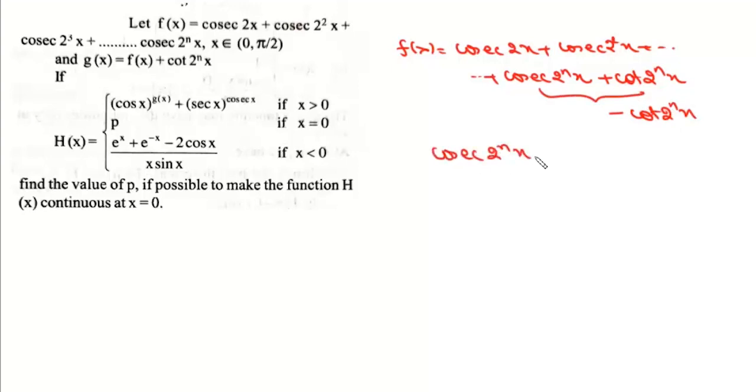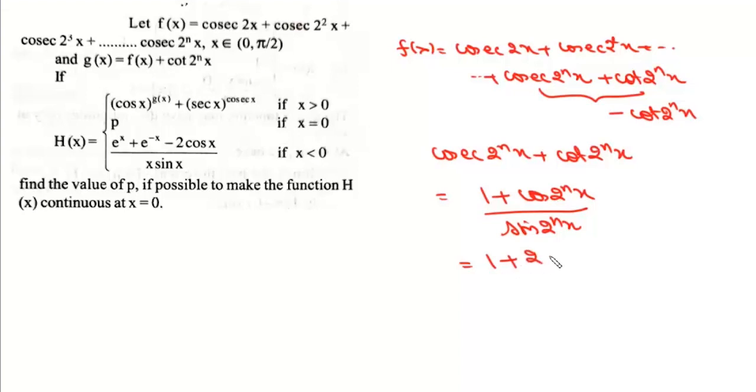Cosec 2^n x plus cot 2^n x. Now we can add this as sin and cos, so it will be (1 plus cos 2^n x) upon sin 2^n x. Now if we apply the half angle formula, it will be 2 cos squared 2^(n-1) x, minus 1 plus 1, upon 2 sin 2^(n-1) x into cos 2^(n-1) x.